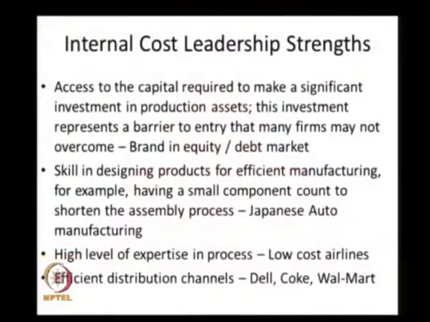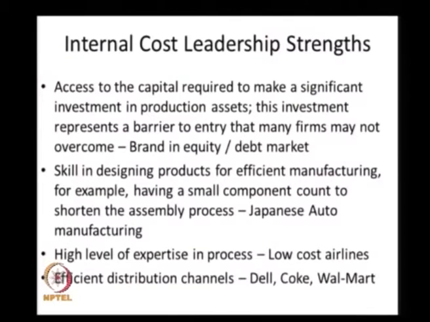Now how do I build those strengths? Some of them that are inherent, let us say access to capital is definitely an important resource, because you need investment to create assets. And if you have favorable access to capital markets, that by itself could be a barrier for entry that many firms will find it very difficult to overcome. And access to capital at competitive price by itself will reduce cost. That is why you can understand how important brand is, especially when you are raising capital in the equity market or the debt market.